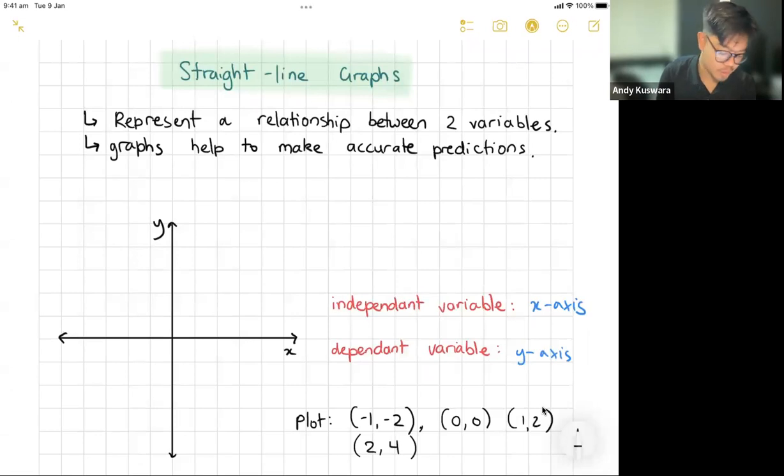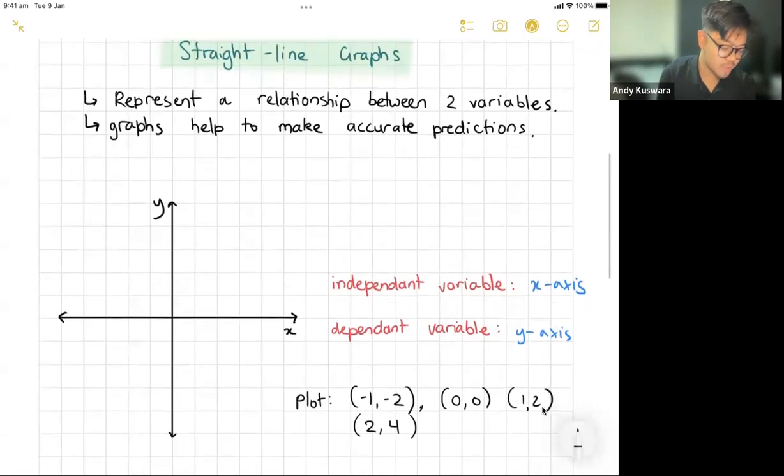Kind of important. Now, real quick, if you want to plot some points, if I've got -1, -2, I go -1 to the left, -2 down. That's my first point. If I've got 0, 0, then that's 0, 0. If I've got +1, +2, that's positive. You always go x first and then y. It's always x and then y.